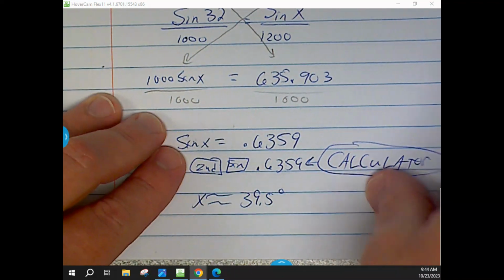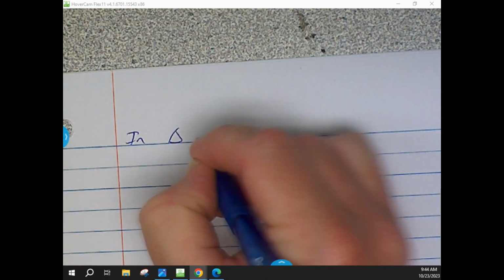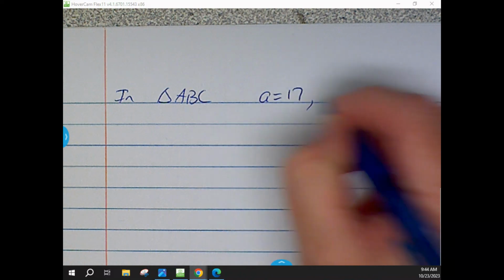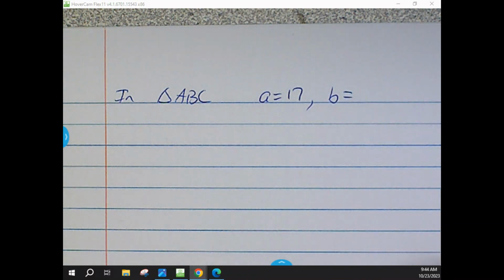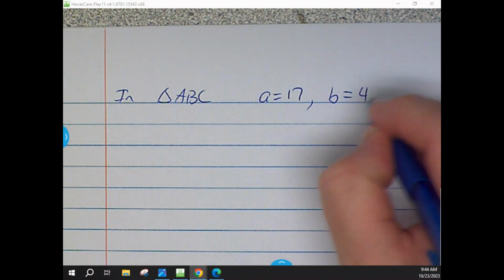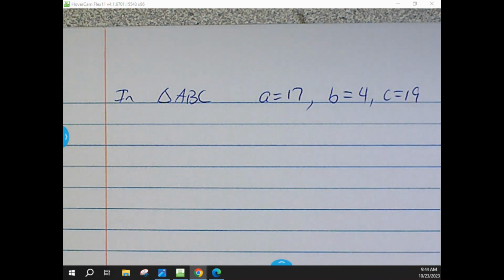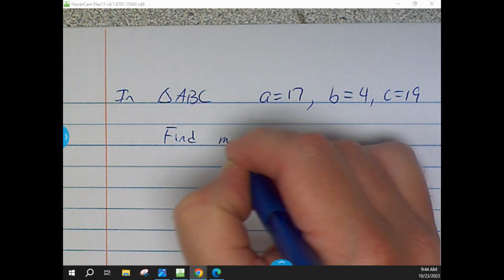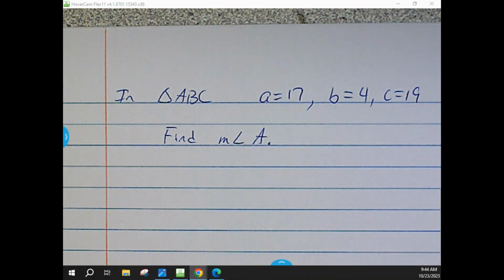Okay, so now one for the law of cosines. Here we go. Let's do this. Somebody say something like this: in triangle ABC, A equals 17, B equals 4, C equals 19. Find the measure of angle A.